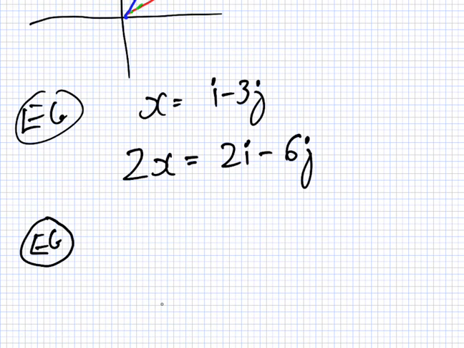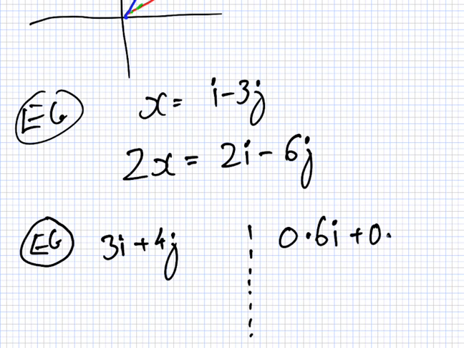I'm going to give you two vectors, and I want everybody to tell me what the magnitude and what the direction is of each vector, okay? So the first vector is 3i plus 4j, and the second vector is 0.6i plus 0.8j. So what I want is the magnitude and the direction.